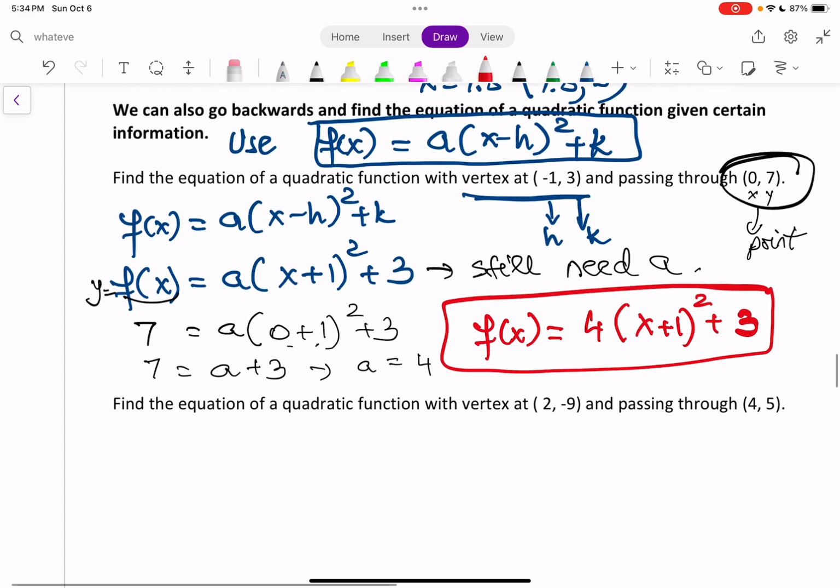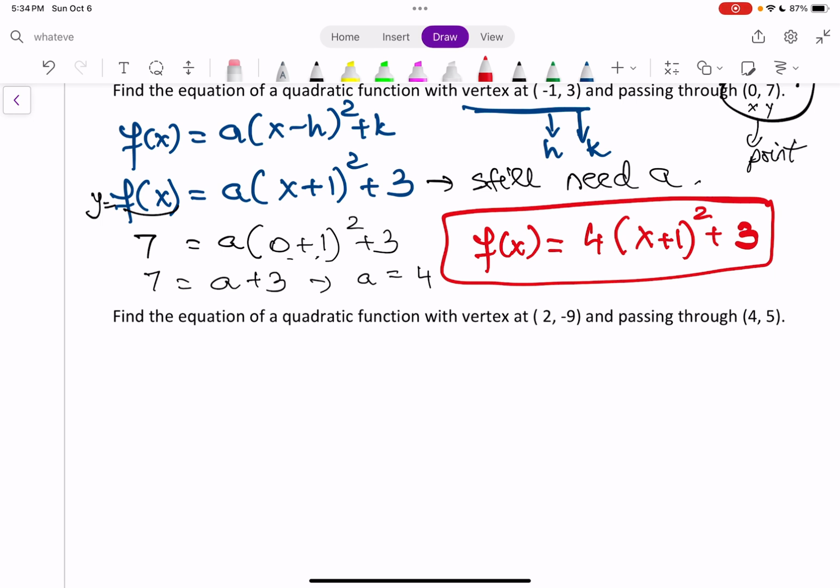Okay, so let's try this one more time. Same, find the equation of a quadratic function with a vertex 2, -9. So immediately I will, in place of h, write 2. In place of k, write -9. So there you go. I'm more than halfway through, okay?